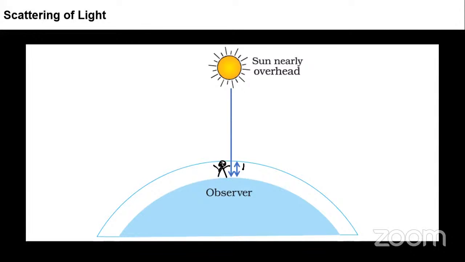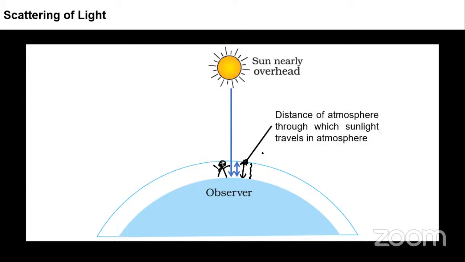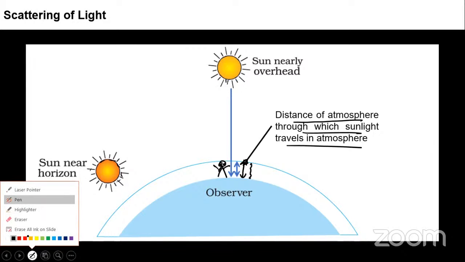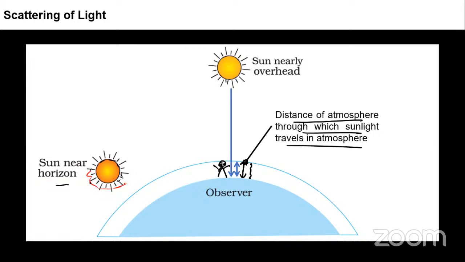So this much distance this light has to travel when it enters the atmosphere of the earth. Fine, this is a very small distance. But when the sun is at the horizon, the distance of the atmosphere through which the sunlight travels is much longer. When the sun is near the horizon, it appears yellow, but it's actually white light. Now it's appearing somewhat orangish. Somewhere it will appear reddish, somewhere yellowish, some orangish.